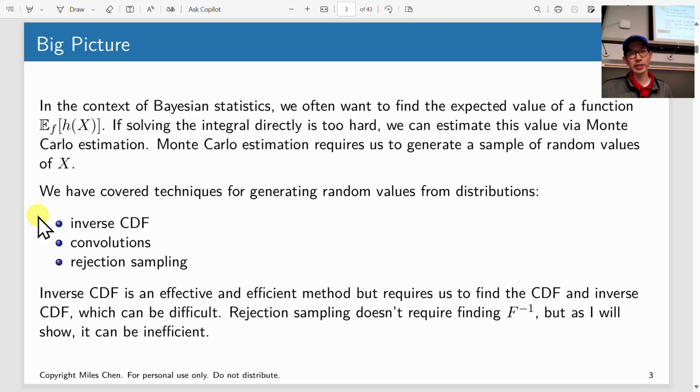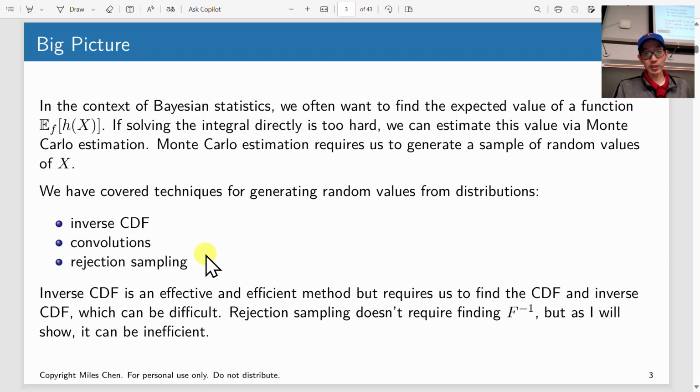And the reason why we want to even generate random values in the first place is that, especially in the context of Bayesian statistics, there is often some kind of function and some kind of expected value that we want to find. Estimate the expected value of something. It's based on some kind of random variable. And that element of randomness throws a wrench into some of our calculations. Sometimes solving those integrals directly is tough. And so our approach is to do Monte Carlo estimation. This whole class, Monte Carlo methods, is all about how we deal with these tough probability or mathematical problems by estimating them using computer-generated randomness.